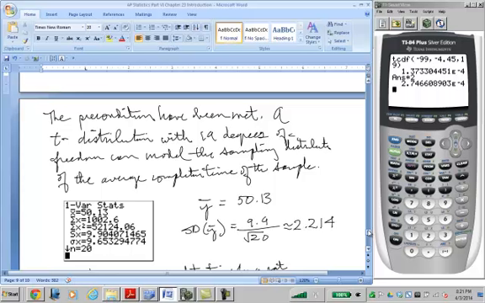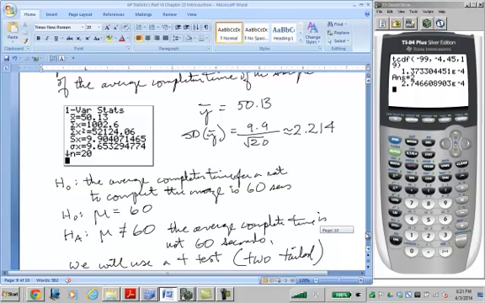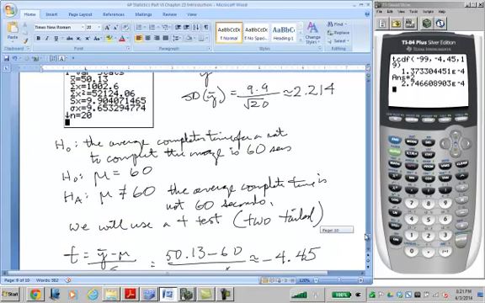So the null hypothesis: the average completion time for a rat to complete the maze is 60 seconds. Mu equals 60. The alternative hypothesis is not that it's greater or less than, although clearly the sample is less than, but simply that it's not equal to 60, because they need a maze that's going to equal 60 seconds. They don't want it to take too long. They don't want it to go too short. Okay? So alternative hypothesis is that it's not equal to. So we're going to use a two-tailed test.